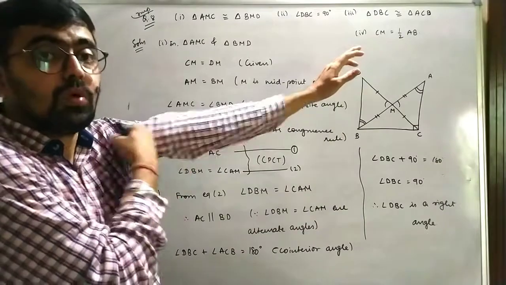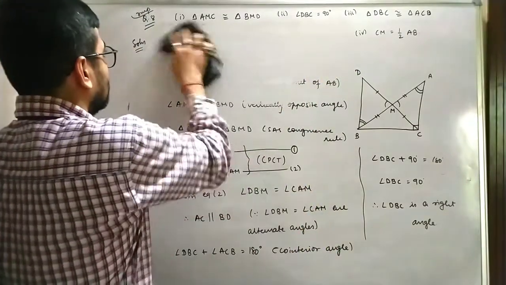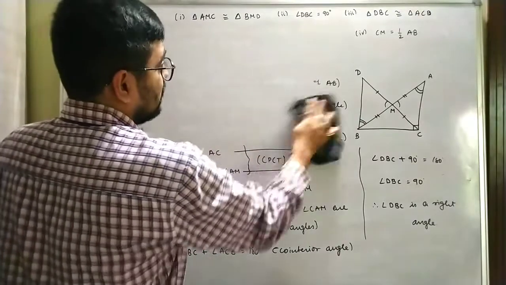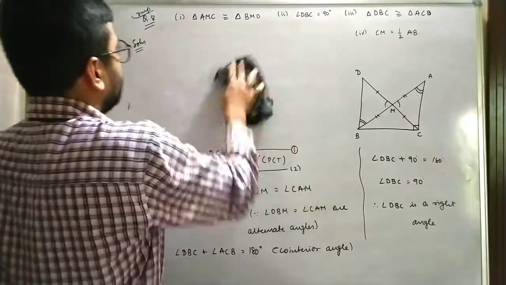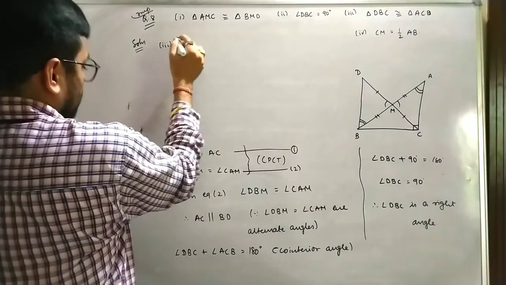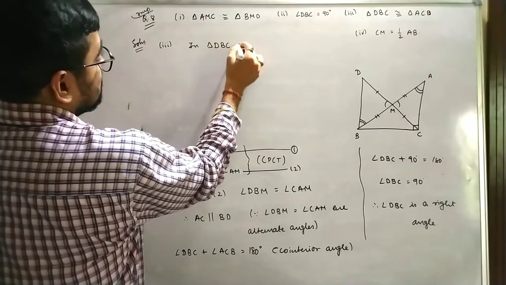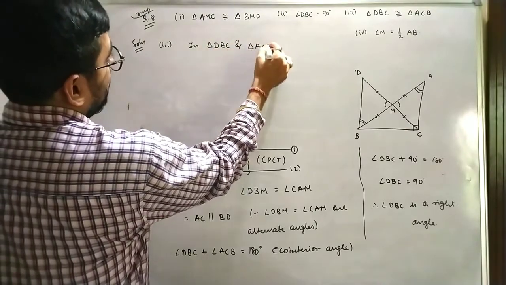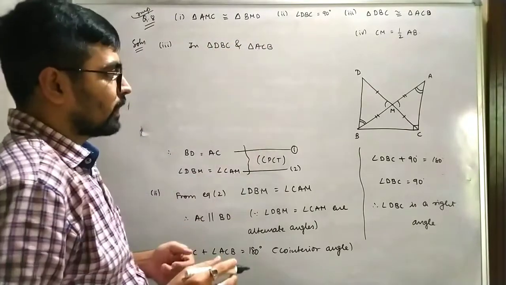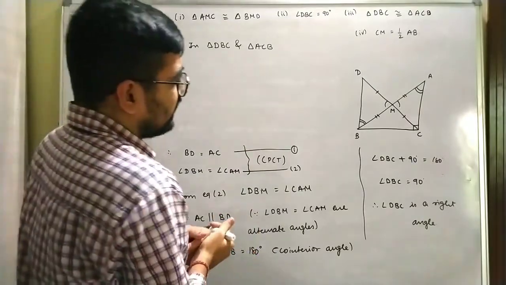We need to solve two more, correct? So what I am going to do? I am going to rub this one, correct, and then I will go for the third one, because again we have to prove that two triangles are congruent. So in the third one, in triangle DBC and in triangle ACB, correct, what do we have? First, that we need to identify.